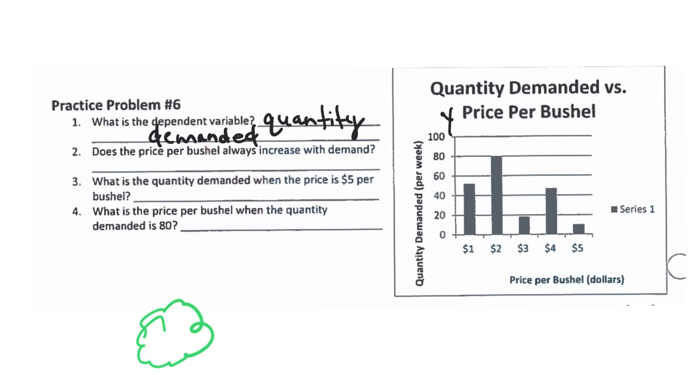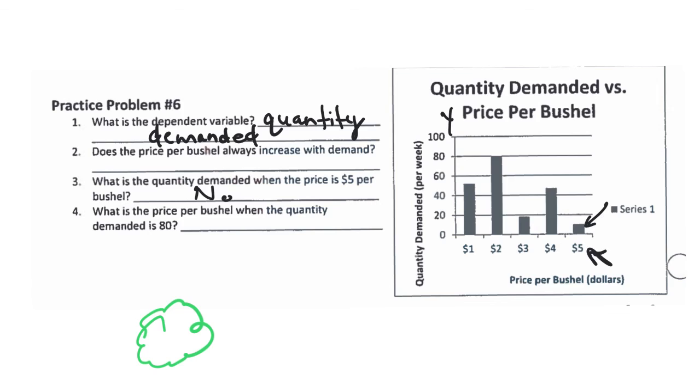What quantity demanded means is, based on the price, how many people are buying it. Like for $1, there is about a quantity of 50 demanded. For $2, an 80. So as you can see, the more expensive the bushel, the lower the demand is. People don't want to pay as much. Does the price per bushel always increase with demand? No, it doesn't, because when the demand is lower, the price is higher.